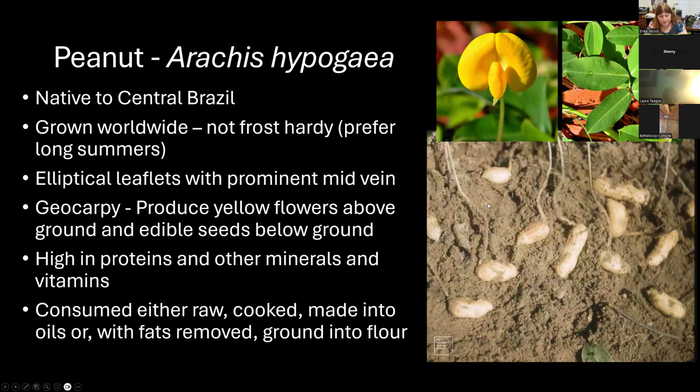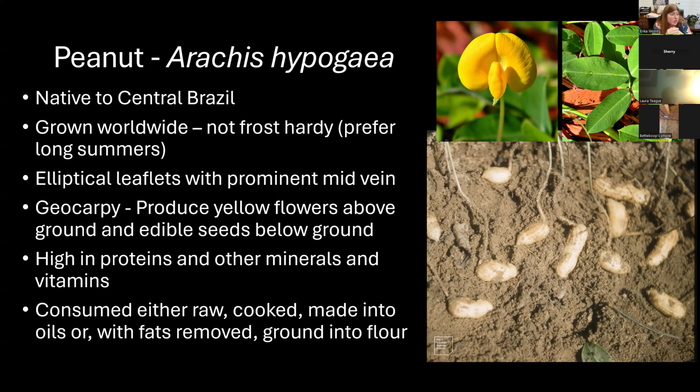All right, I've got two more to talk about, and both of them are more ag-based plants. Let's talk about the peanuts. So of course, when we think of the pea family, we think of peas and beans, but we may also think of peanuts. This is a legume as well. This is native to South America, specifically in central Brazil. It's grown worldwide. However, generally this is not a very frost hardy plant, and it prefers to have longer summers.